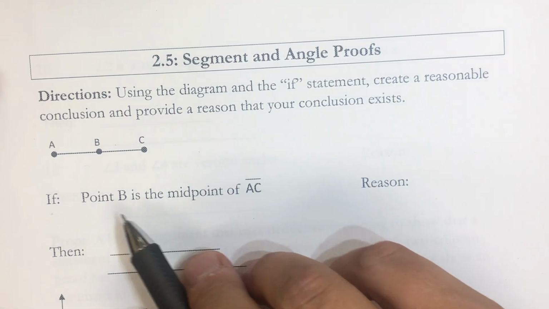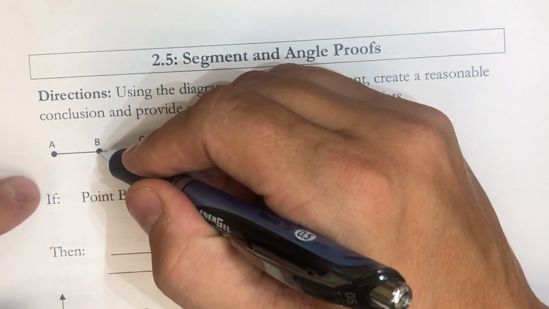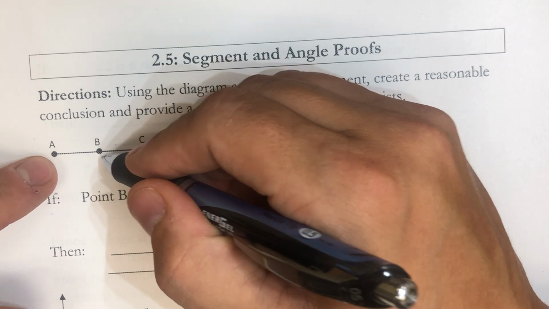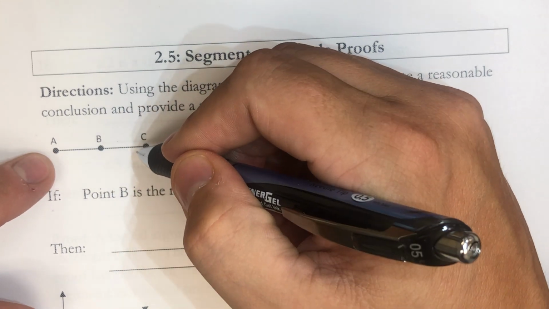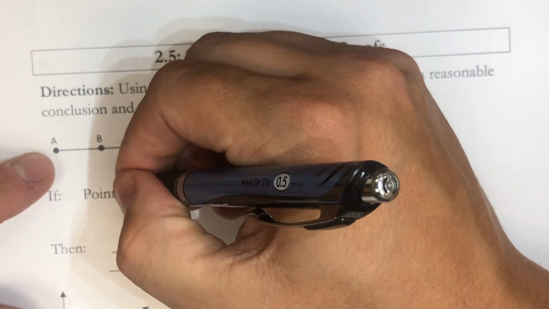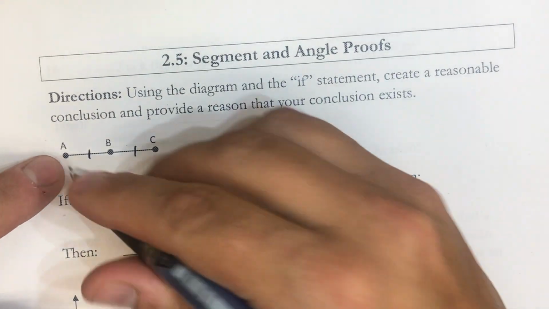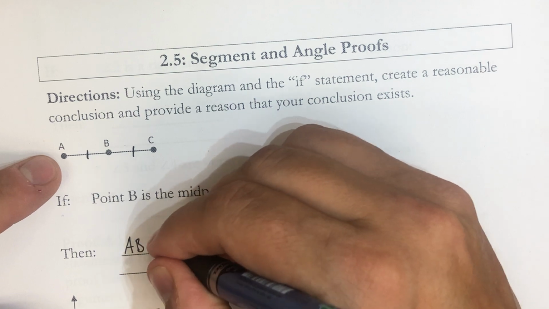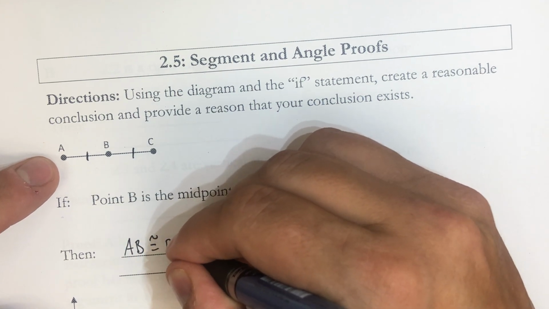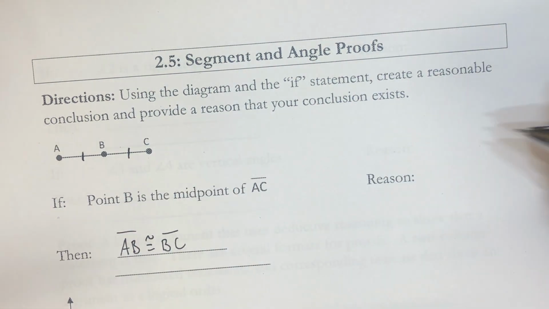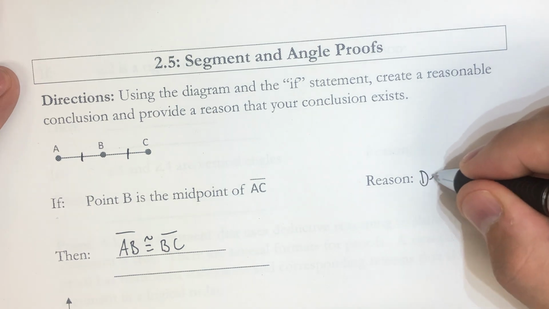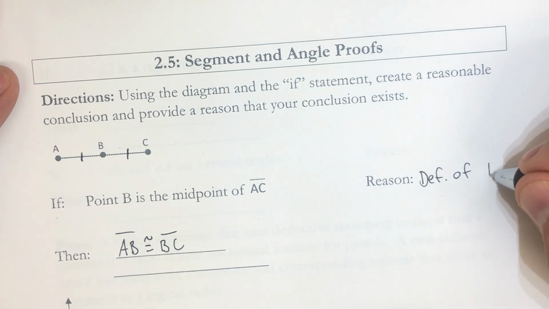So if I'm told that B is the midpoint of AC, I know that if I have a midpoint, then I have two equal parts because something is cut in half. So in my diagram, I'm going to mark the congruent segments, and then I'm going to state what I know. I know that AB is congruent to BC. And the reason behind that is technically the definition of midpoint.